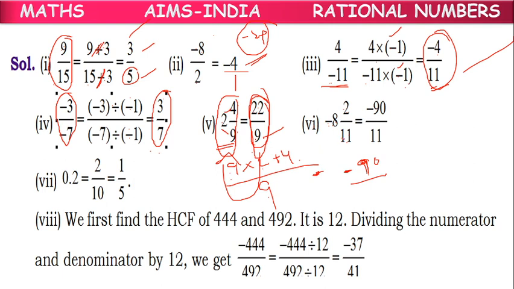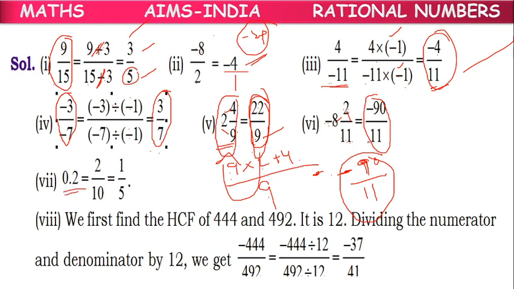If we do like that, what happens? 11 into -8, -88 plus 2, -86 will come. We should not do like that. First we have to multiply, then add, then we have to keep the minus symbol. 11 8 times 88 plus 2, 90 by 11. Now we have to keep minus. Minus 90 by 11. Standard form.